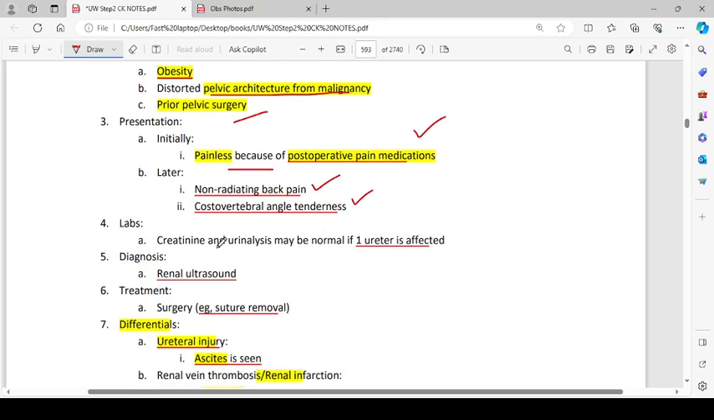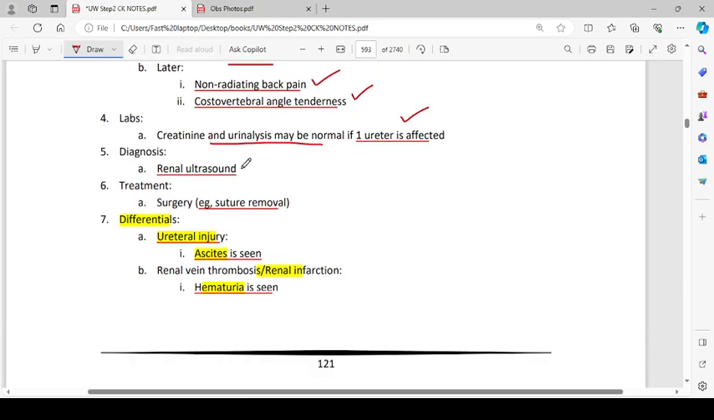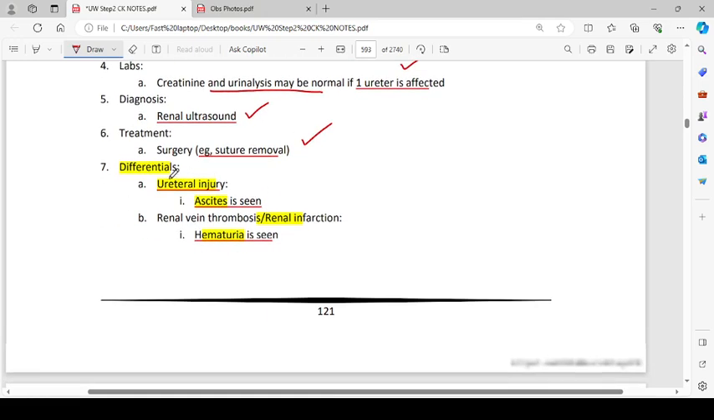On labs, creatinine and urinalysis may be normal. If one ureter is affected, diagnosis is done by the renal ultrasound. Treatment is surgery, for example, suture removal. Differentials are ureteral injury, ascites is seen, and renal vein thrombosis and renal infarction.